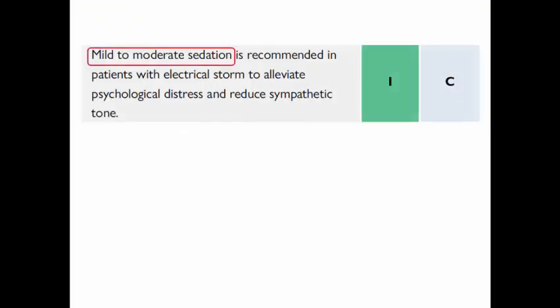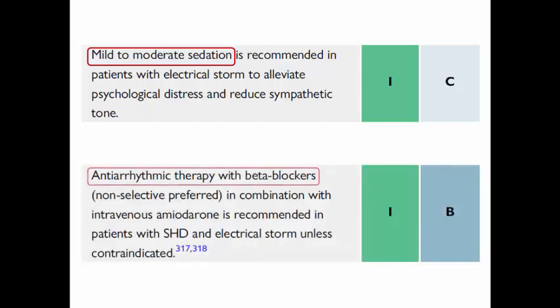So the recommendations for electrical storm: mild to moderate sedation is an essential line of therapy to reduce psychological stress and so reduce the sympathetic tone. Antiarrhythmic drugs starting with non-selective beta blockers in combination with intravenous amiodarone is recommended in patients with structural heart disease and electrical storm unless contraindicated.